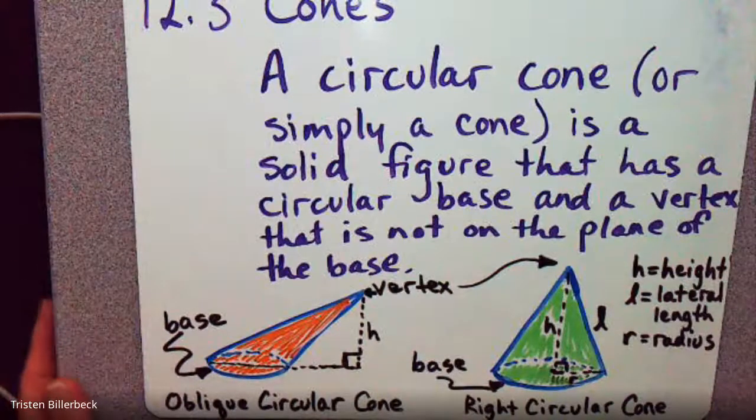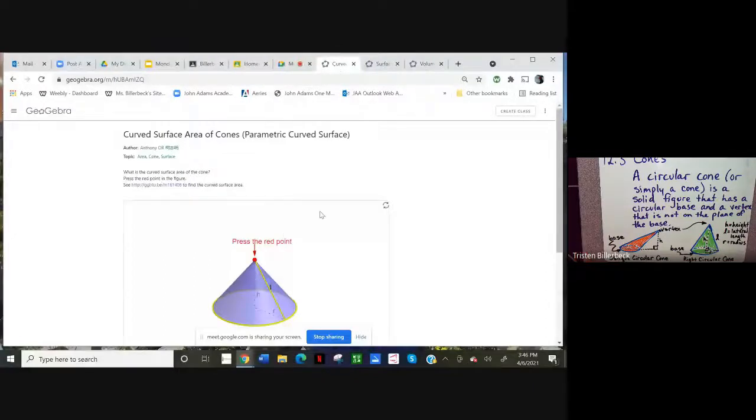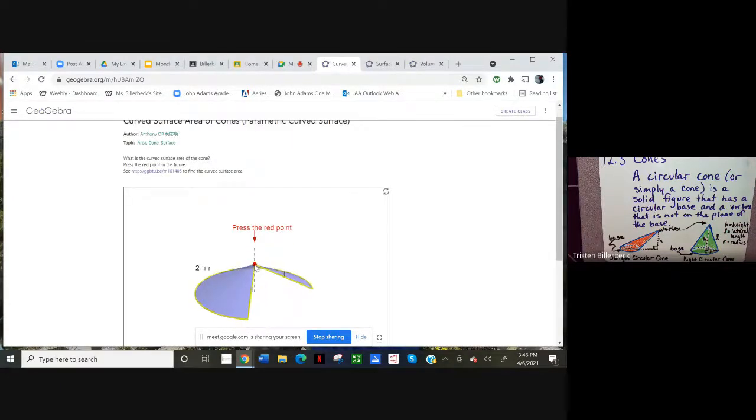All right, let's go look at more about cones using some manipulatives. So let's share. There we go. Okay, so we have a cone here, and let's take a look at what happens if we press this. Now this happens to be the lateral face of the cone, or lateral surface, or your book likes to call it a curved surface area.